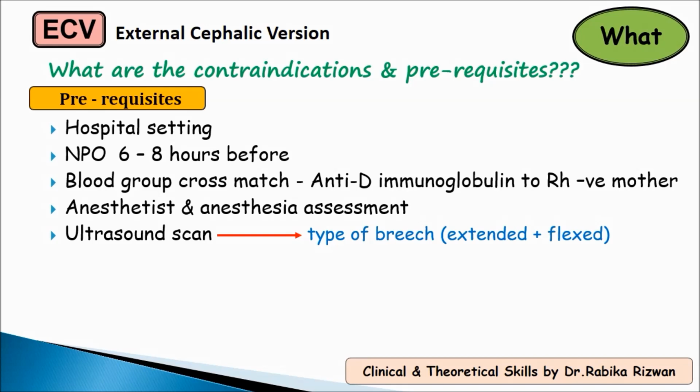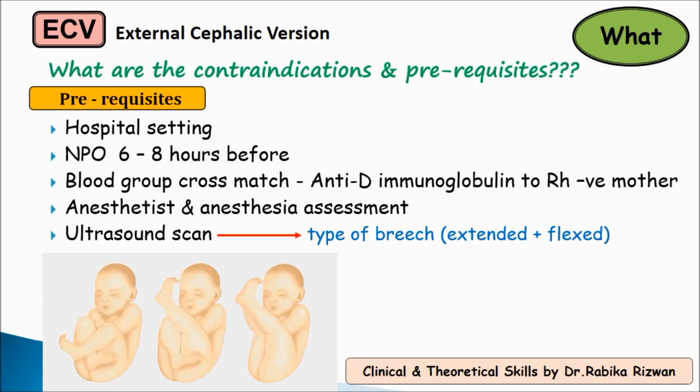Then the next point is the ultrasound scan. The important thing you need to see on ultrasound is the type of breech. It should always be extended and flexed breech. As you can see in this picture, there are 3 types of breech presentation: frank breech, footling breech, and complete breech. Complete breech is flexed breech, that is, the hip joint and knee joint of the baby are flexed. However, frank breech is the baby with extended knee joints, which are not bent.